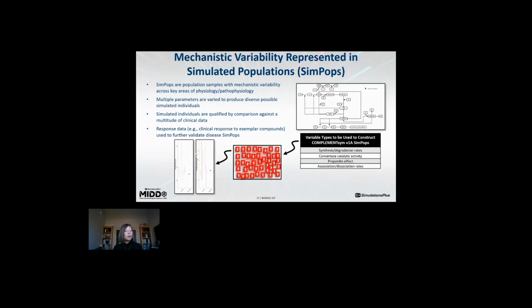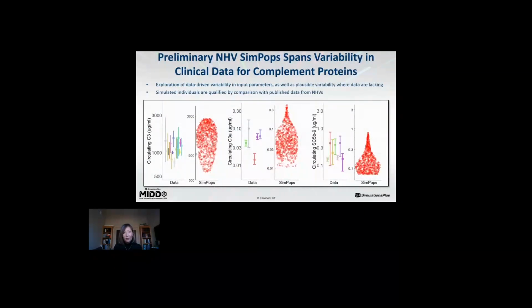So what does this look like? Here's an example showing C3 on the left, C3a in the middle, and soluble C5b-9 on the right. The literature data shows us a range in each panel, and then the simulated individuals shown in red give us a distribution that we can look at across and see that we're covering the range that is reported in the literature.